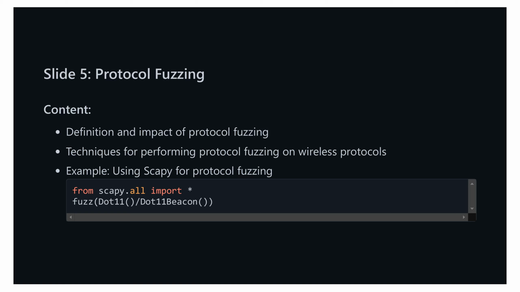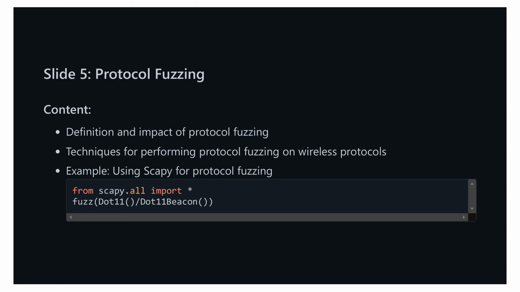When performing protocol fuzzing, various techniques can be applied. One powerful tool for this purpose is Scapy, a Python-based program that enables us to craft and transmit custom packets. For instance, Scapy can be used to fuzz 802.11 frames, such as beacon frames, to test how network devices handle these unexpected inputs. Here's an example of how you can use Scapy for protocol fuzzing.